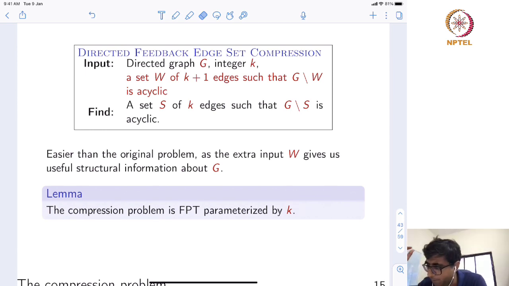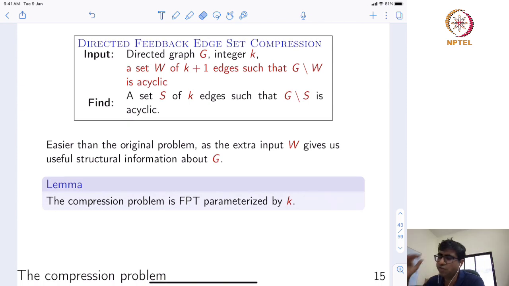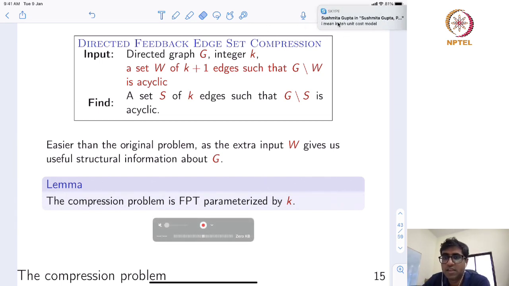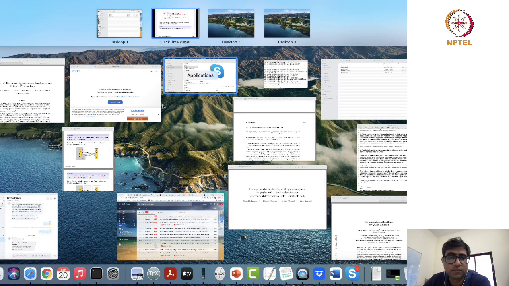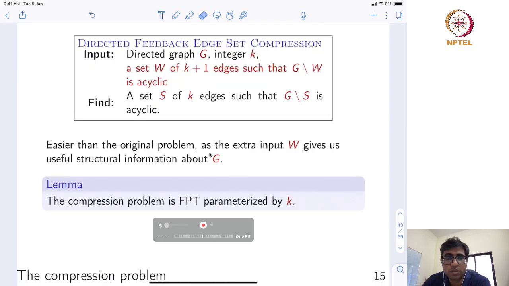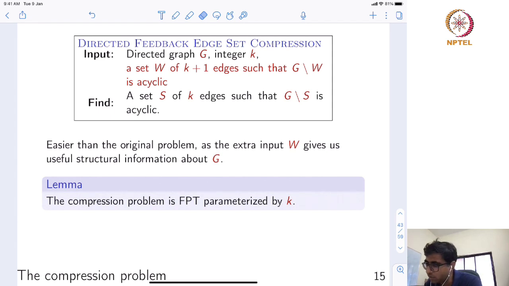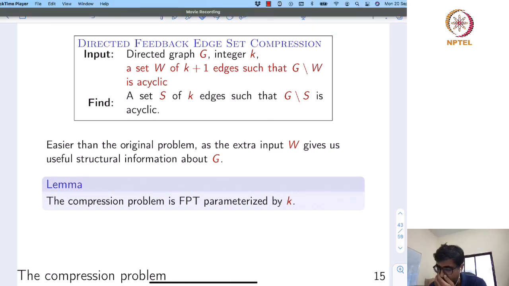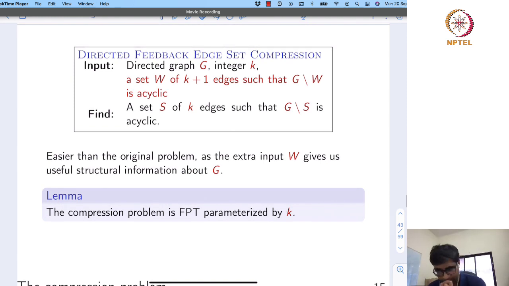This is the first problem where we will apply more than one tool to solve the problem, and we are going to solve it by applying iterative compression. So what is iterative compression? We are going to assume that you are given some k plus 1 edges W such that G minus W is acyclic. It's easier than the original problem, as the extra input W gives us useful structural information about G. So we are going to show that the compression problem is FPT parameterized by k.